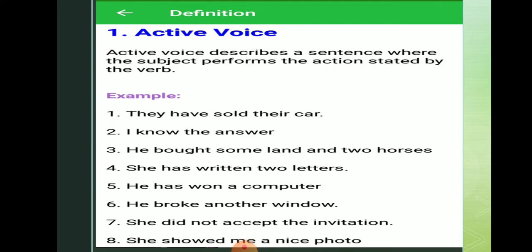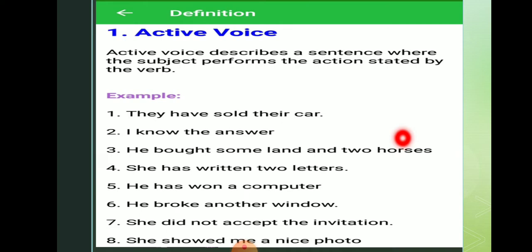Seventh sentence, she did not accept the invitation. Here she is the subject, did not accept is the verb, and the invitation is the object. The last, eighth sentence, she showed me a nice photo. Here you could see there are two objects. One is an indirect object and the other one is a direct object. She is the subject, showed is the verb, me is the indirect object, and a nice photo is the direct object. Here you could see in all these sentences one peculiar thing, that is they are following the SVO pattern.